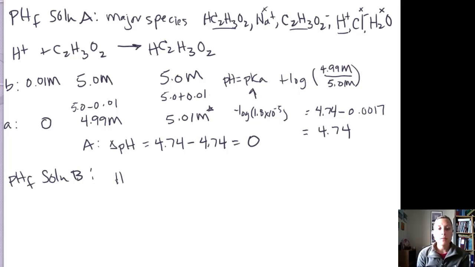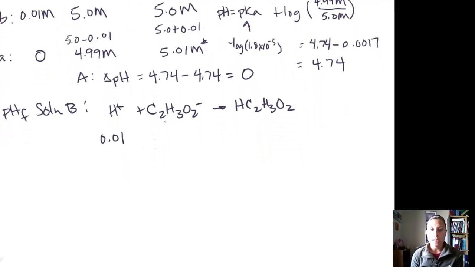So we have our same reaction, same major species. Okay, so we've got different starting concentrations. Our HCl is still the 0.01, although now for our acetate ion and our acetic acid, we're starting with 0.05 molar.